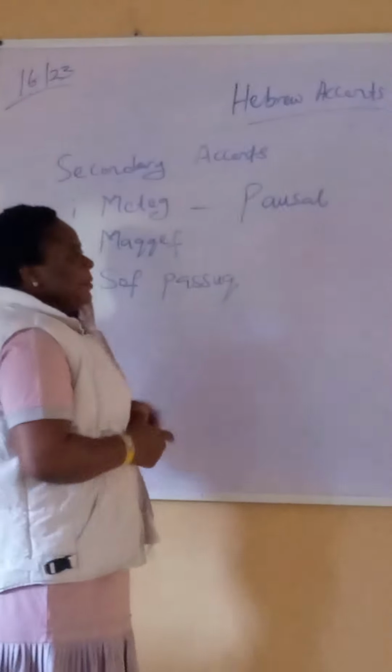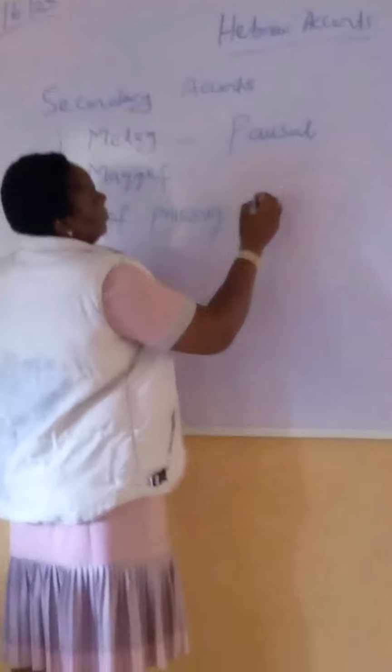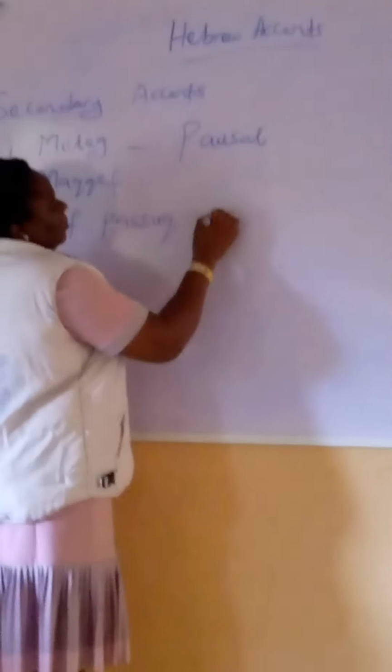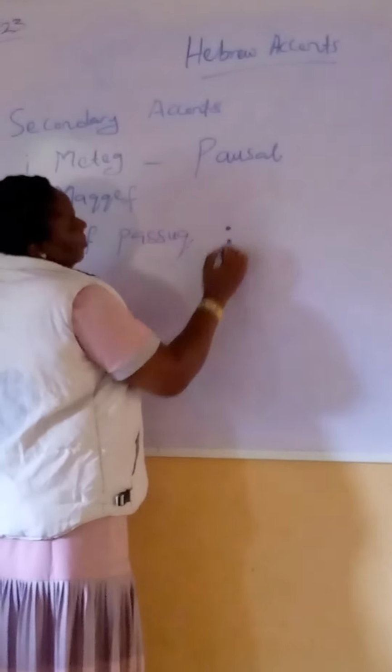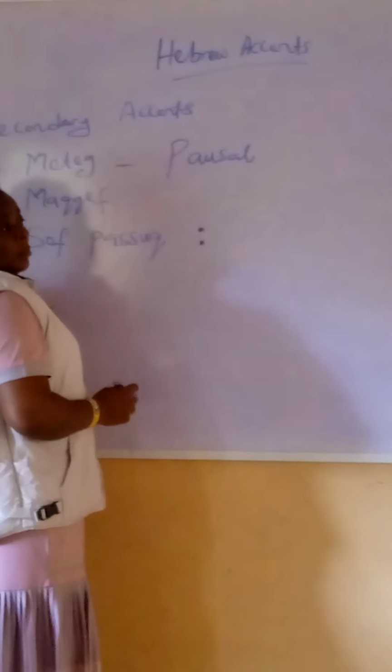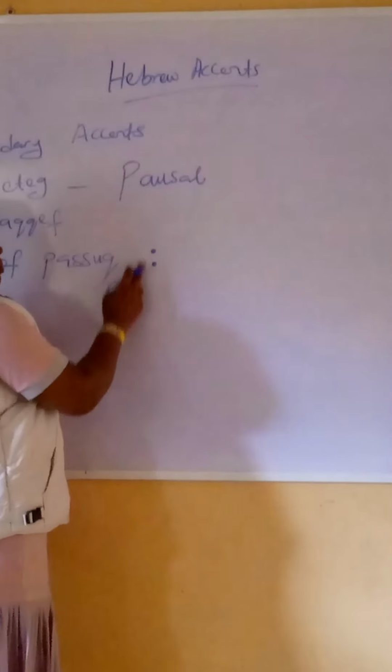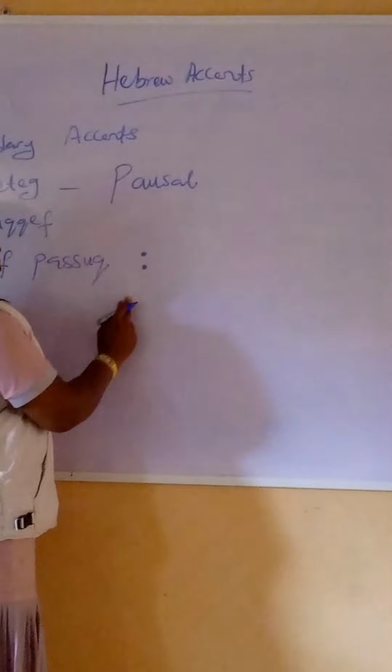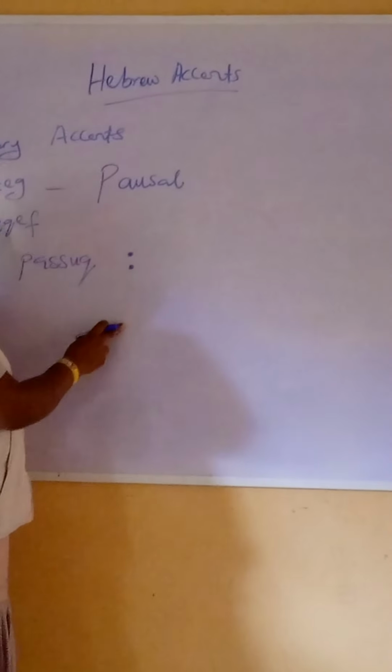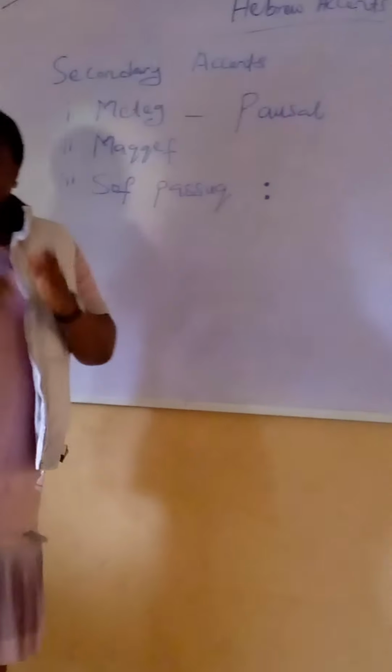It is represented by something that looks like a large colon. You know, a colon in English is like this. Do you have it? Yes. So it is represented by this, and the function is to tell you that this is the end of a verse.